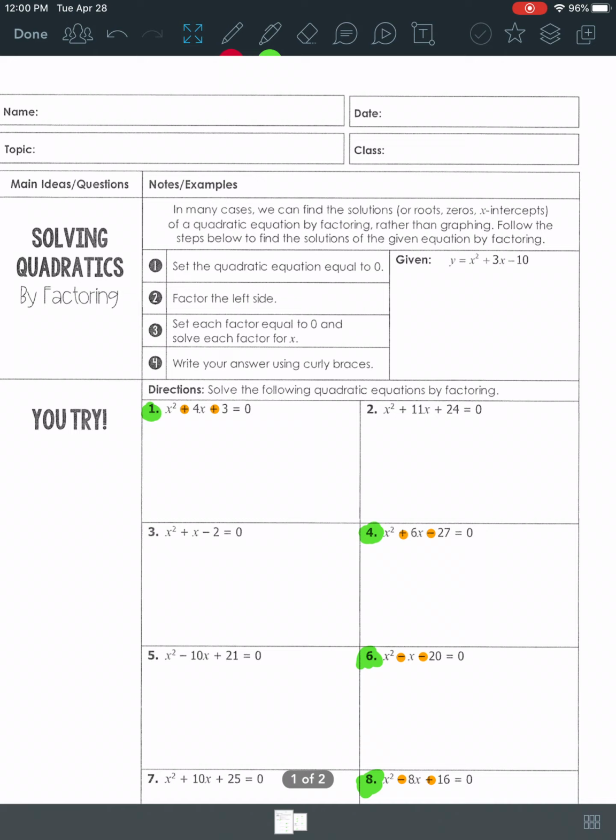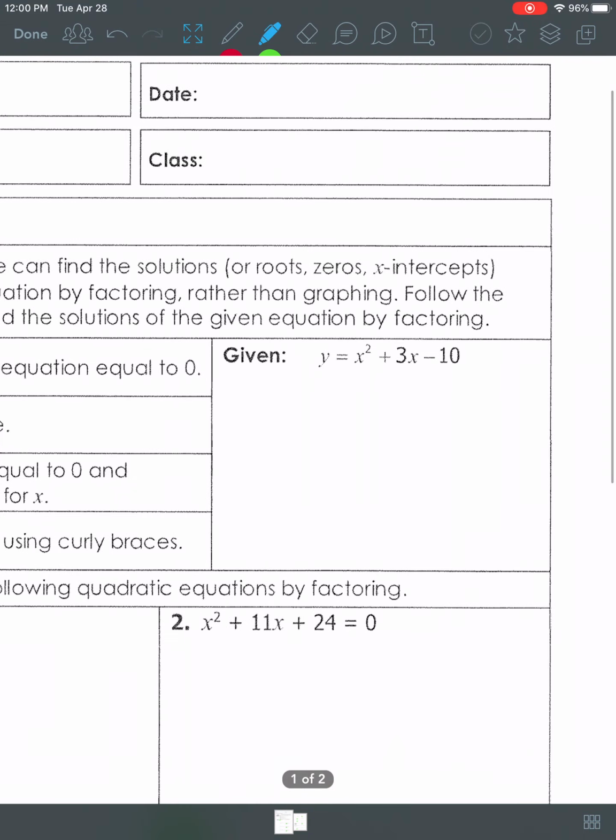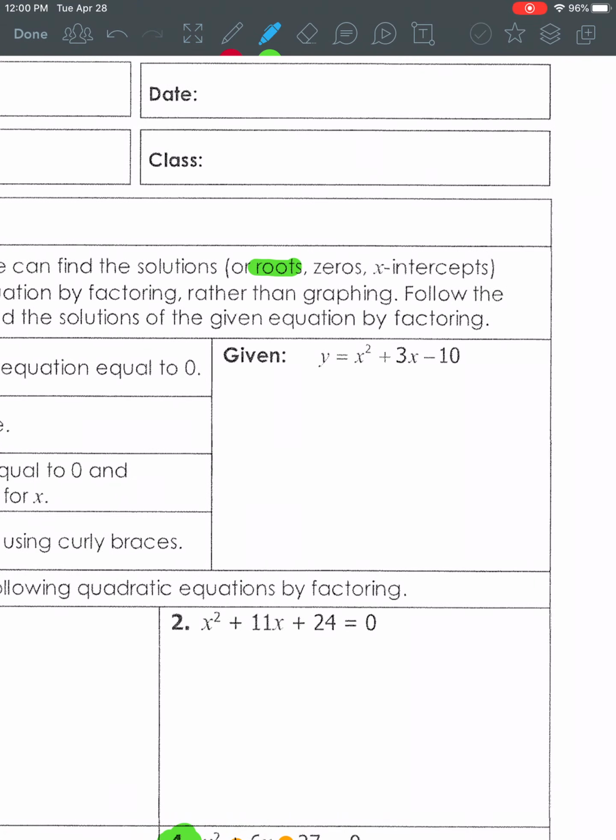topic. So last week we solved quadratic equations by graphing them and seeing where the graph crosses the x-axis. This week we're going to solve them by factoring, okay? Remember, it's still the same thing. We're still finding what we call roots, zeros, or x-intercepts. So that means when y is 0, what are our x values to make that equation true, okay?